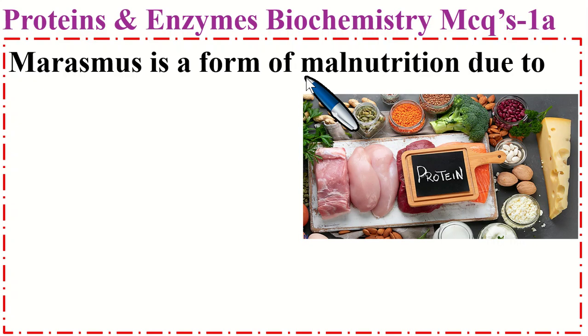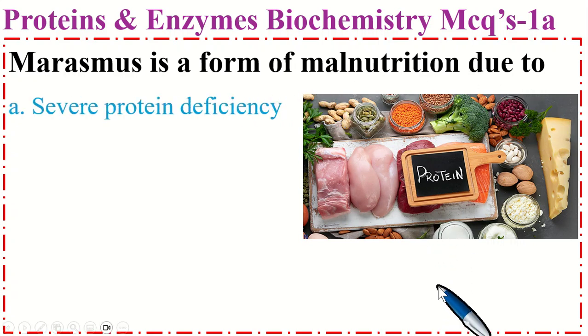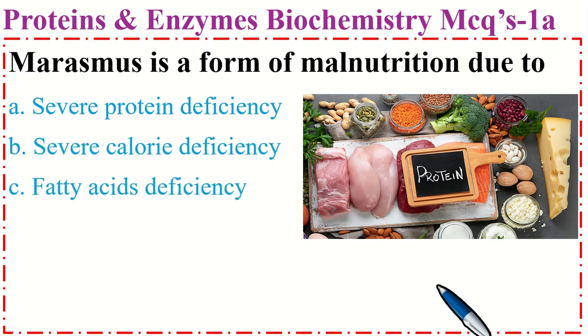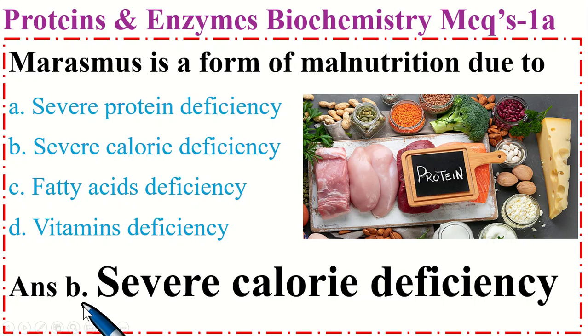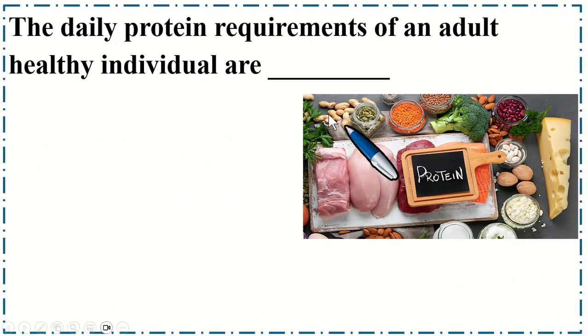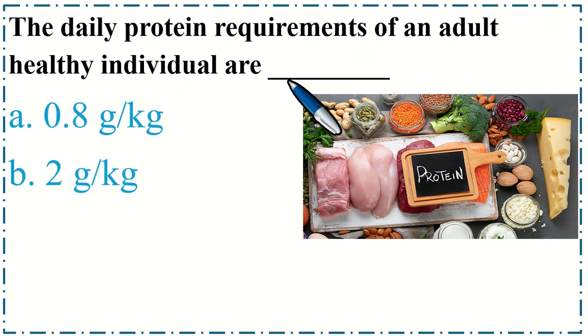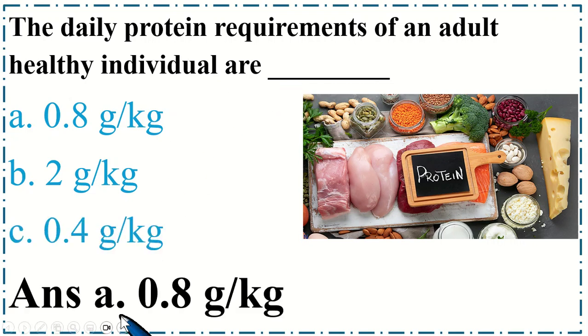Marasmus is a form of malnutrition due to... Correct answer is B. Severe calorie deficiency. The daily protein requirements of an adult healthy individual are dash. Correct answer is A. 0.8 gram per kg.